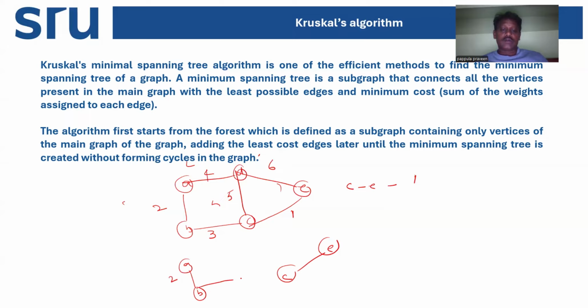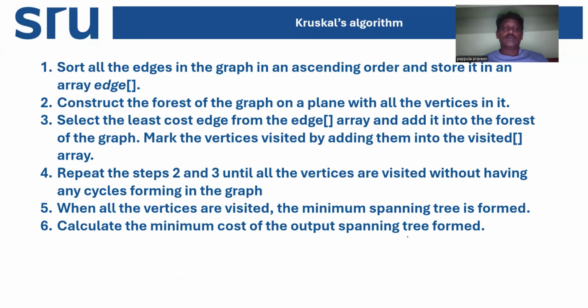Next one is B to C, the third one. And one more is A to D, 4 rupees. So 1 plus 2 plus 3 plus 4, so the final cost is 10. So this is a small example to find the minimum cost of a spanning tree.